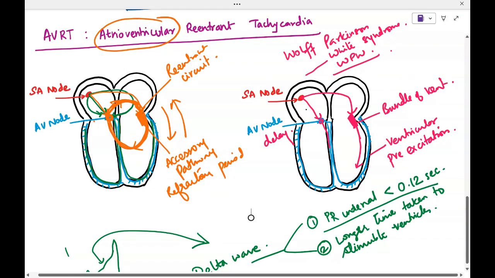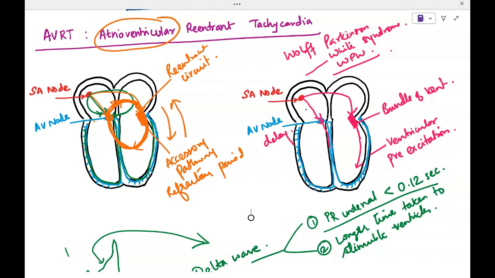Now it's important to know that what I have shown here is not an AVRT. This is a normal sinus rhythm in a patient with WPW syndrome. That is, we will see a delta wave and a PR interval less than 0.12 seconds.